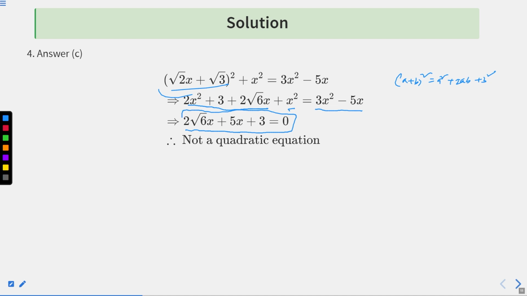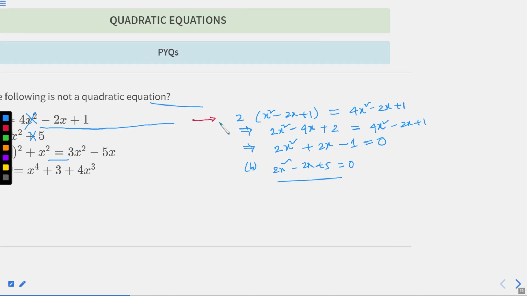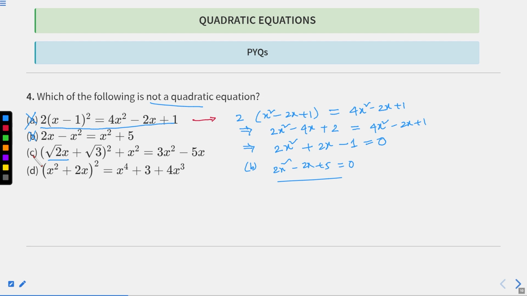And here this equation is not of the form ax square plus bx plus c is equal to 0. So therefore the given equation in option C is not a quadratic equation. And according to the question, option C is the correct answer. So the correct answer for this question is option number C.